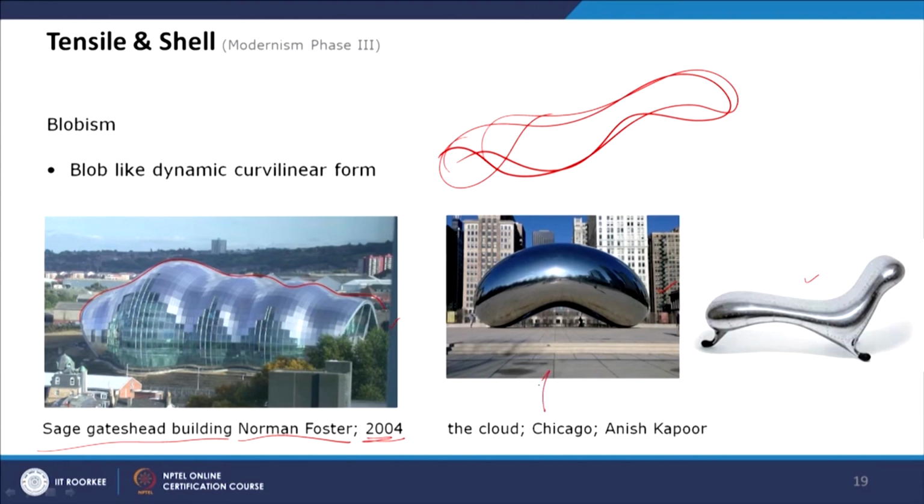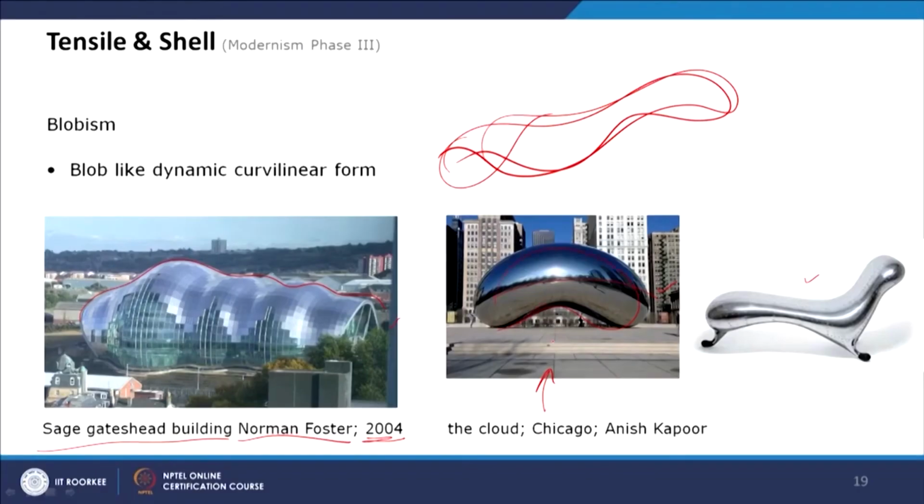this is Cloud Gate, a famous sculpture by Anish Kapoor, which is in Chicago. This is just reflecting the Chicago skyline into the cloud-like structure. So here also, with this cloud-like structure, if you can go inside, it is like a mirror, a twisted concave and convex mirror which shows the Chicago skyline, and it also falls under blobism.